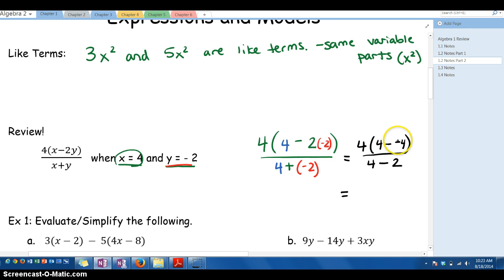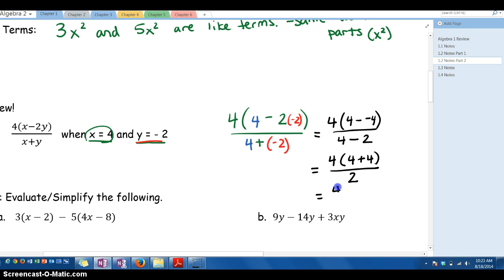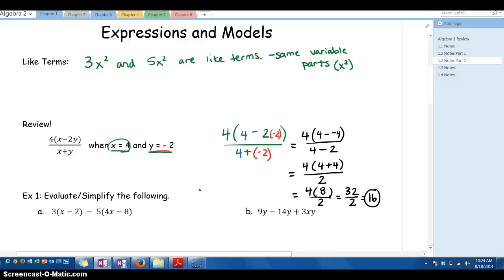Equals, well, we know 2 negatives create a positive, so that's the same thing as 4 times 4 plus 4, all over 4 minus 2, which is 2. I'm not going to keep you waiting on that one. And that equals 4 times, in parentheses, the 8 divided by 2. And 4 times 8 is 32, divided by 2 is our awesome 16. Just a quick review from last time, just so that you can remember some of these problems that we did earlier.